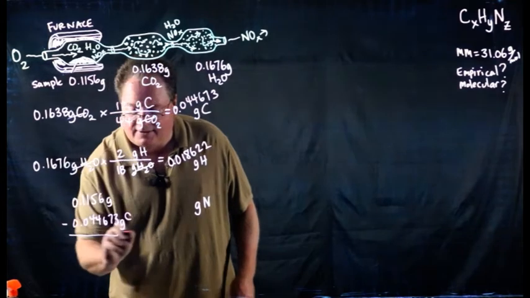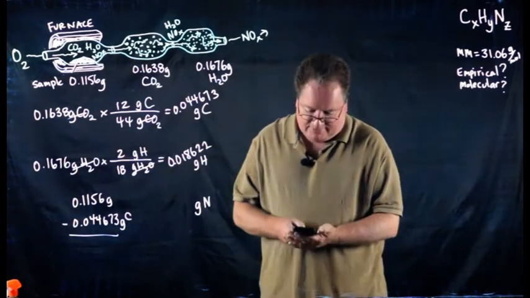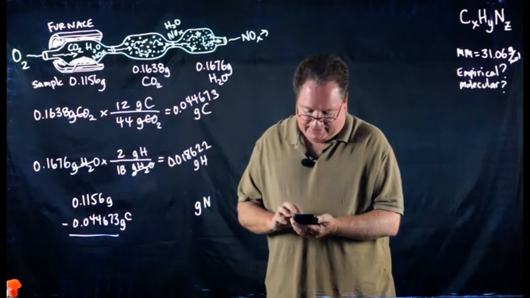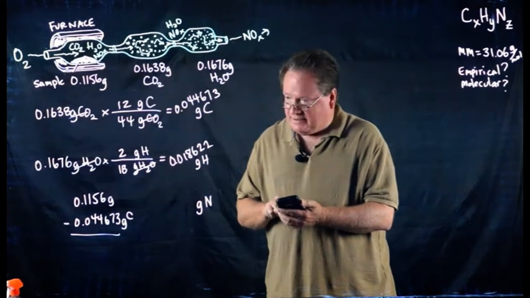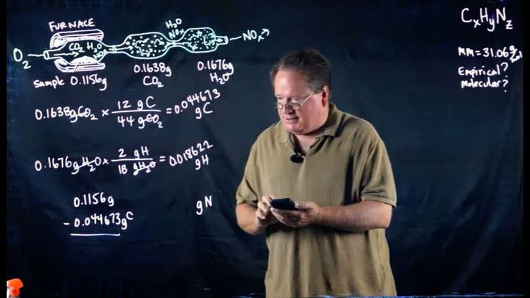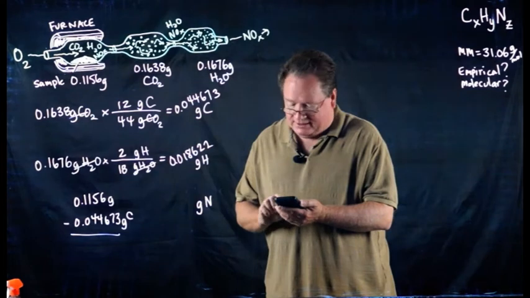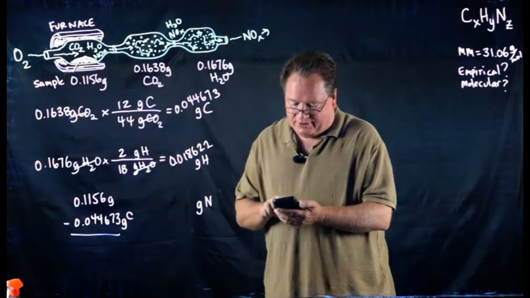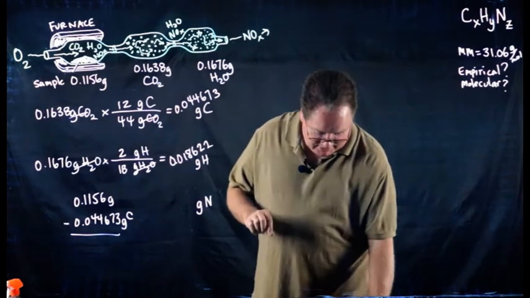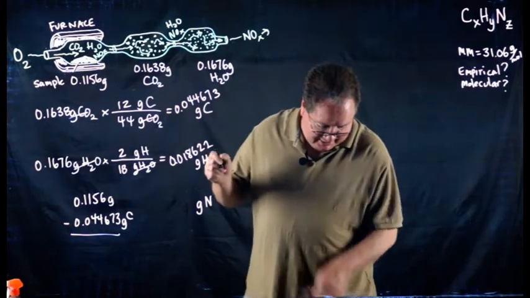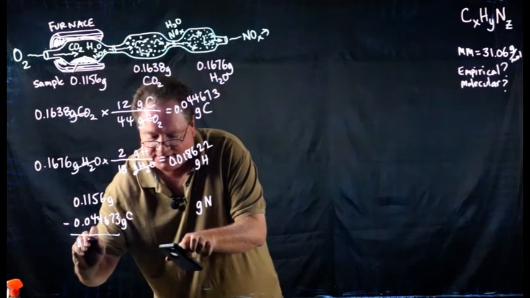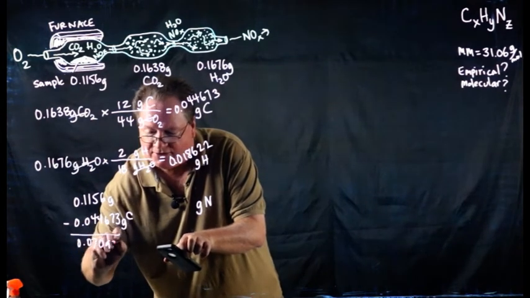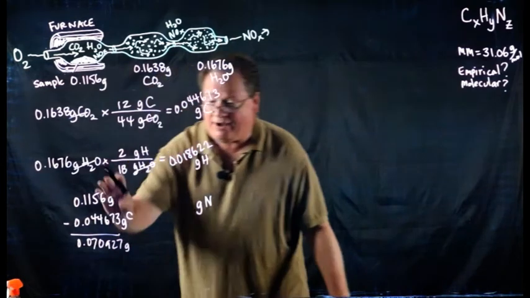Okay? So I'll just start doing this. 0.1156 minus 0.044673, and that gives me 0.070927. Okay, now I've taken out the carbon.